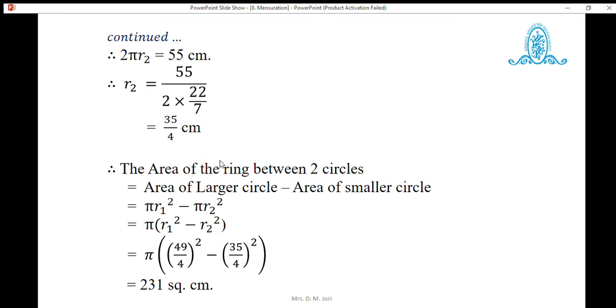So the area of the ring between two circles is the area of the larger circle minus the area of the smaller circle. The area of the larger circle is pi R1 square. The area of the smaller circle is pi R2 square. Take pi common, R1 square minus R2 square. Substitute both the values there, R1 and R2 we have already calculated. So the final answer after simplification of this step is 231 square centimeters.